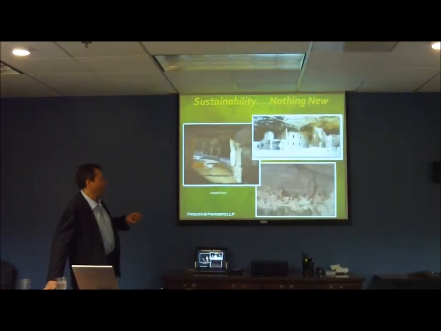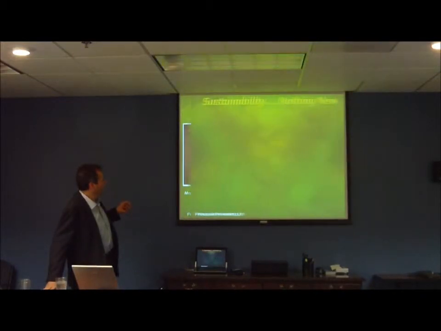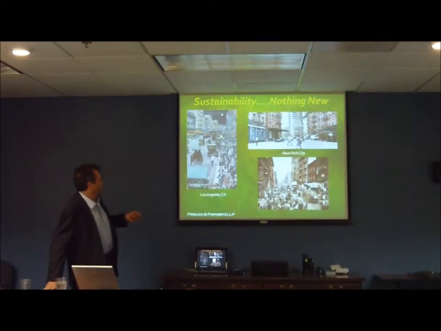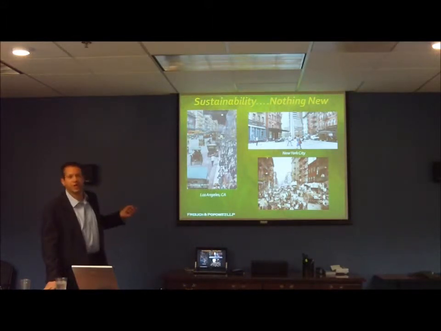So, sustainability. It's nothing new. This is Mesa Verde. These people lived in what we call traditional neighborhoods. It's nothing new. This is Los Angeles 100 years ago. What do you got? You've got cars, you've got plenty of cars. You've got people on the street, you've got trolleys, you've got storefronts, and you have apartments above, you have housing above. It's a mixed-use environment. This is a traditional neighborhood. Here's Manhattan, here's New York 100 years ago. You've got stores, you've got a lot of wagons and carts, but you have stores below, apartments above.